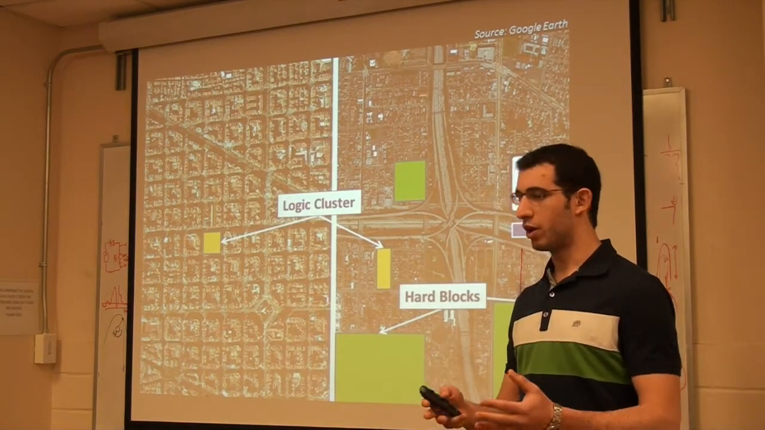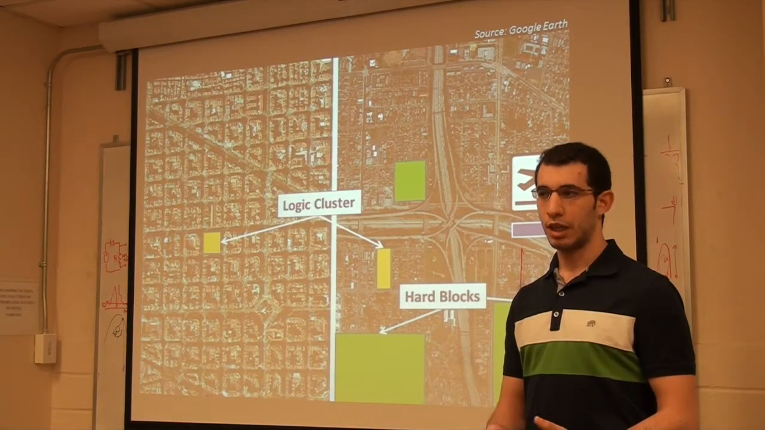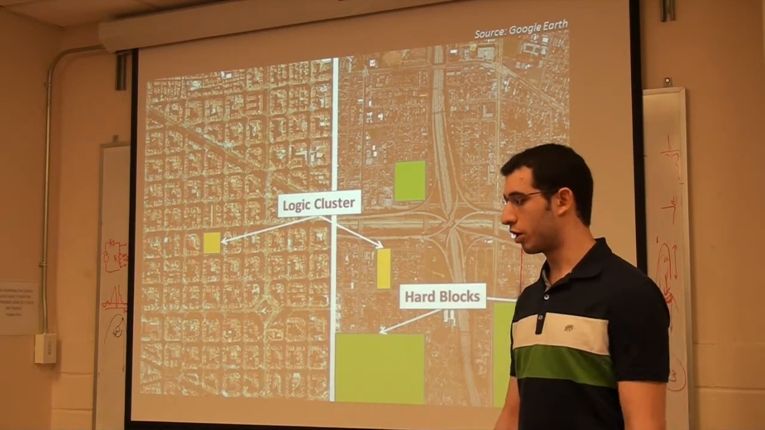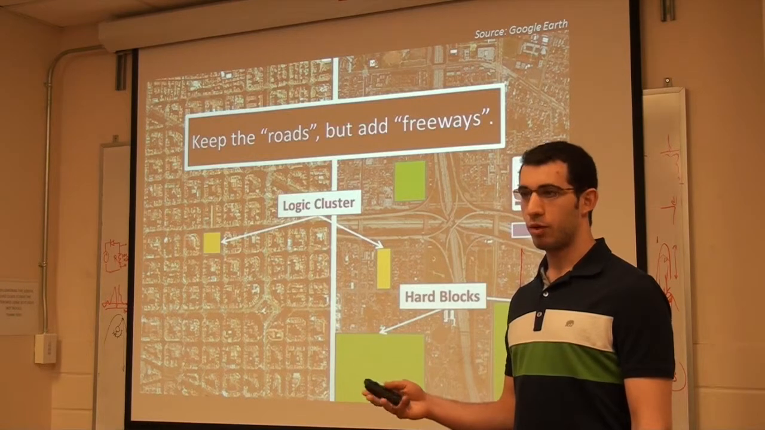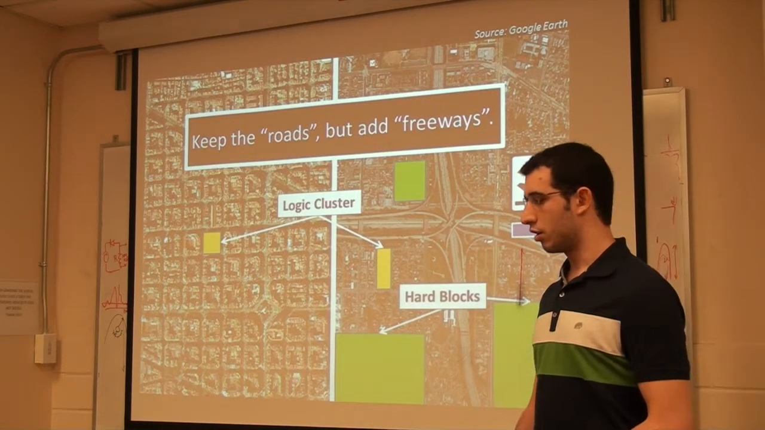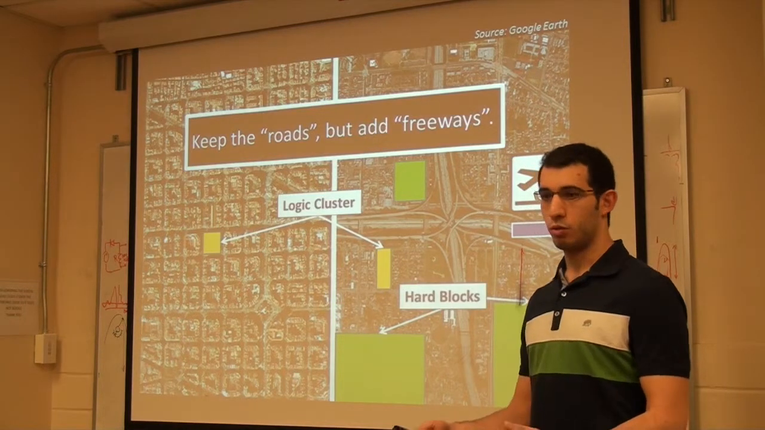So we must widen the lanes and raise the speed limit and add a network of freeways to be able to process all that traffic during rush hour. So what I want to convey through this slide is that we want to keep the roads. We need the roads for our city. But we want to augment that with freeways as well.